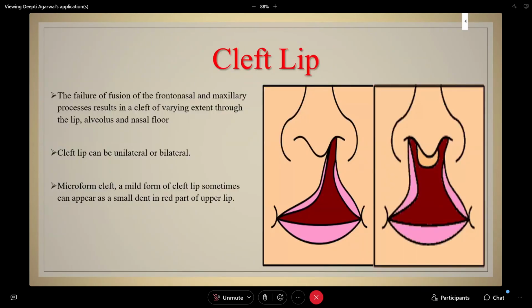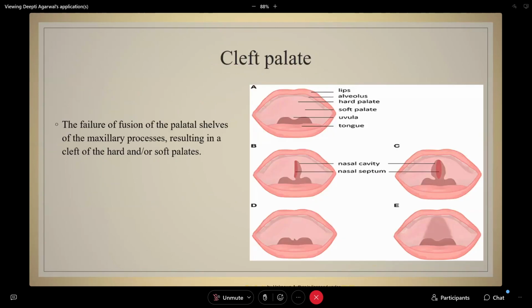So now you understand that the failure of fusion of the frontonasal and maxillary processes results in a cleft of varying extent through the lip, alveolus, and nasal floor, which can be unilateral or bilateral. Then there is a microform cleft which appears as a small dent in the red part of the upper lip. While cleft palate happens when there is failure of fusion of the palatal shelves of the maxillary processes.